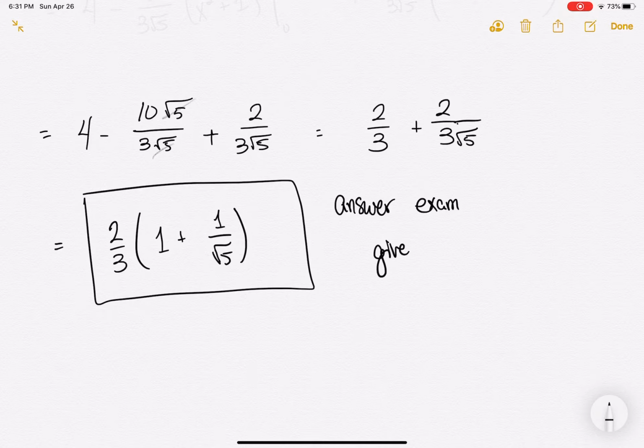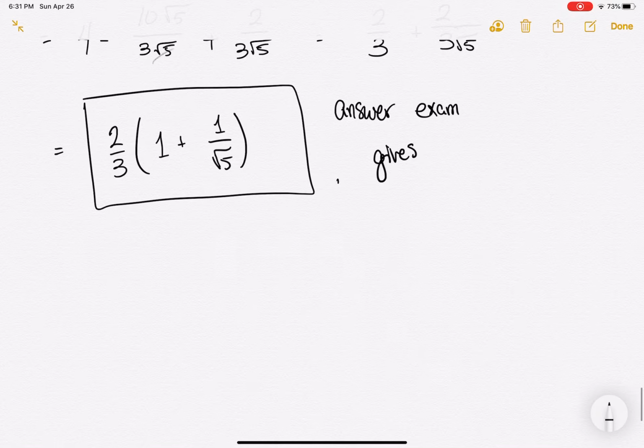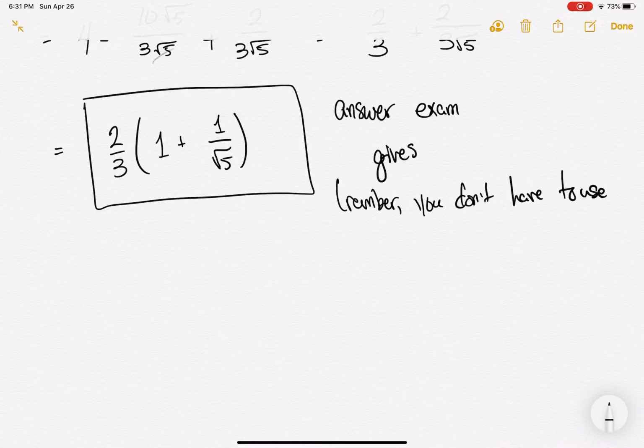You don't have to do it by symmetry if you don't want to. Remember, I always do that. You don't have to use symmetry if you don't want to. It just saves you time.